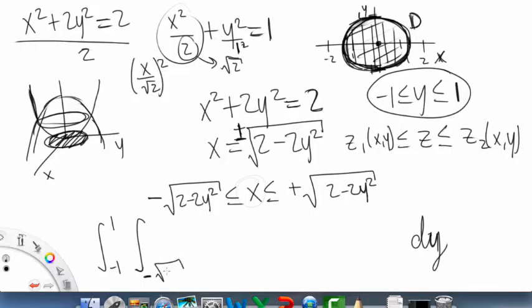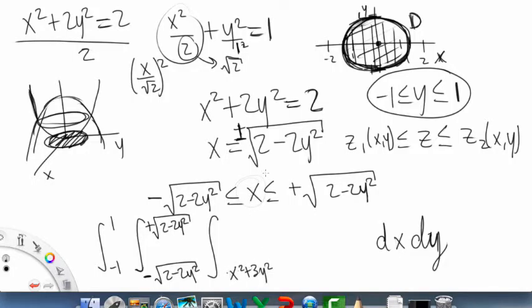So I'll put these in, and then maybe it'll make more sense once you see it written out. Okay, that's the lower bound, and the upper bound is the positive square root of the same thing. And we have dx. And our very inner one is going to be from z equals x squared plus 3y squared to 4 minus x squared minus y squared. And this is our dz, okay? And going all the way back, our f of x, y, z was just x. So that's where that came from.